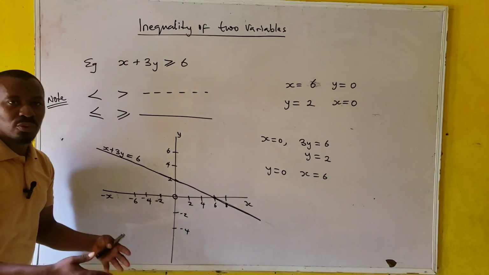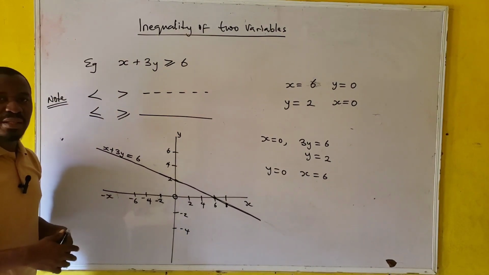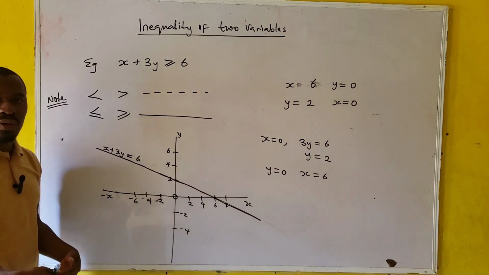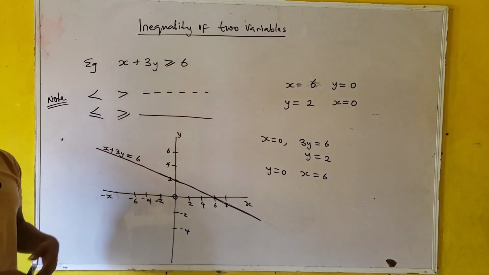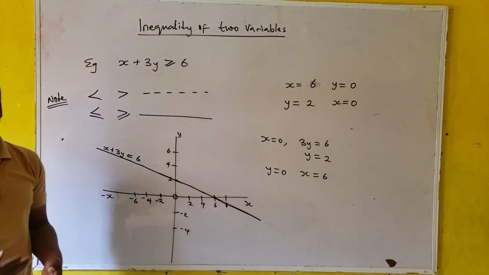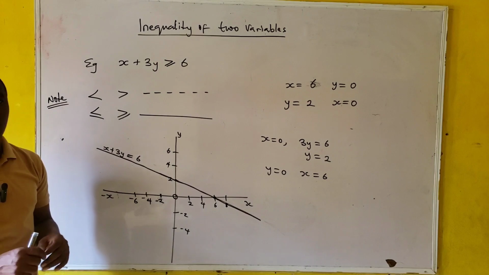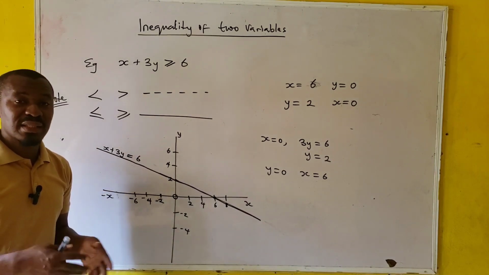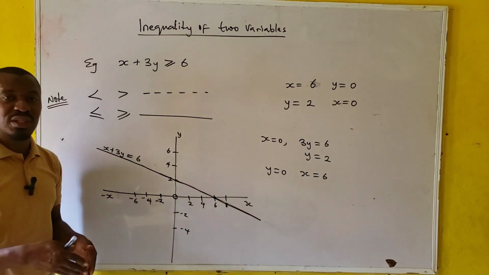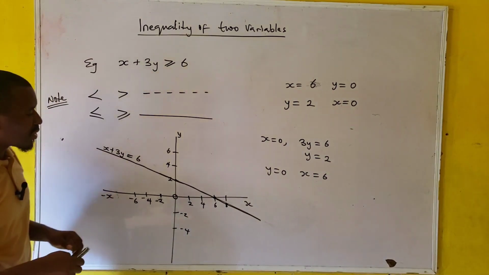If the value you obtain is true, then that side satisfies the what? Inequality. And you can identify it by shading it or by leaving it unshaded. So it is your choice, unless the examiner specifies that you have to shade it or you have to leave it unshaded. So let us try that.